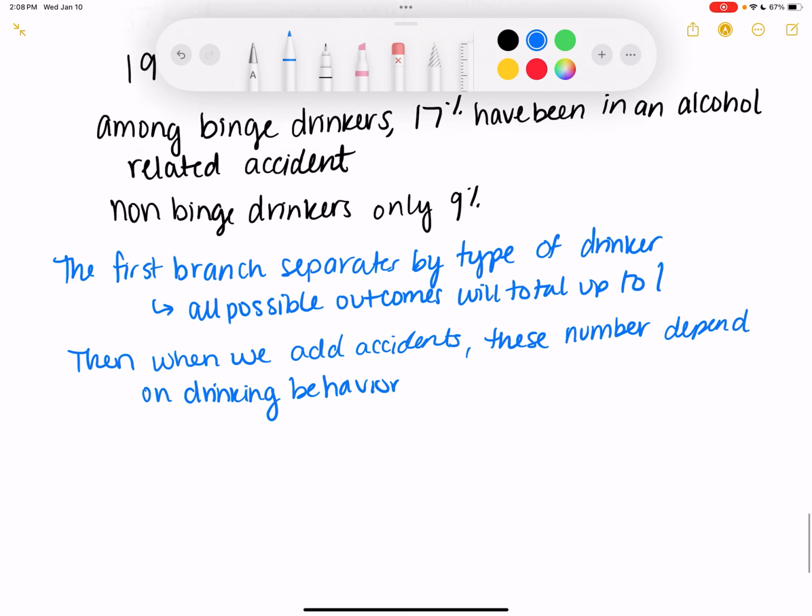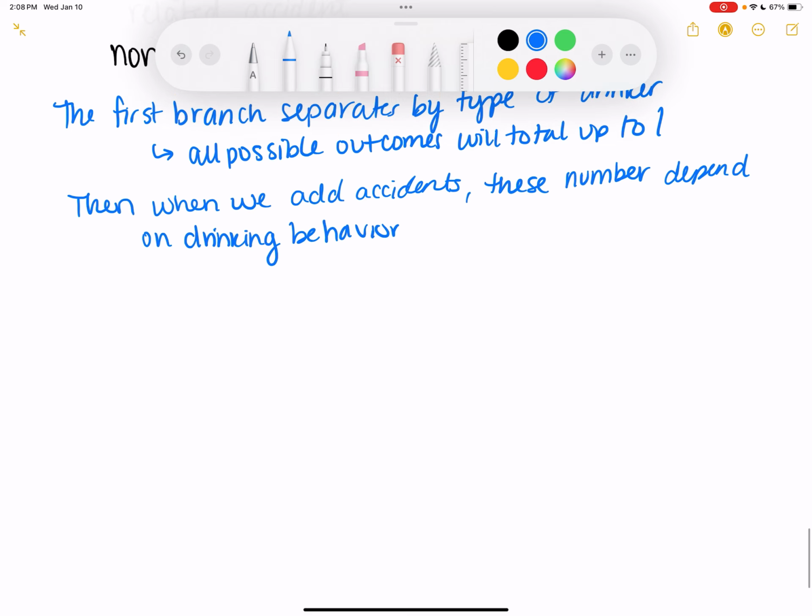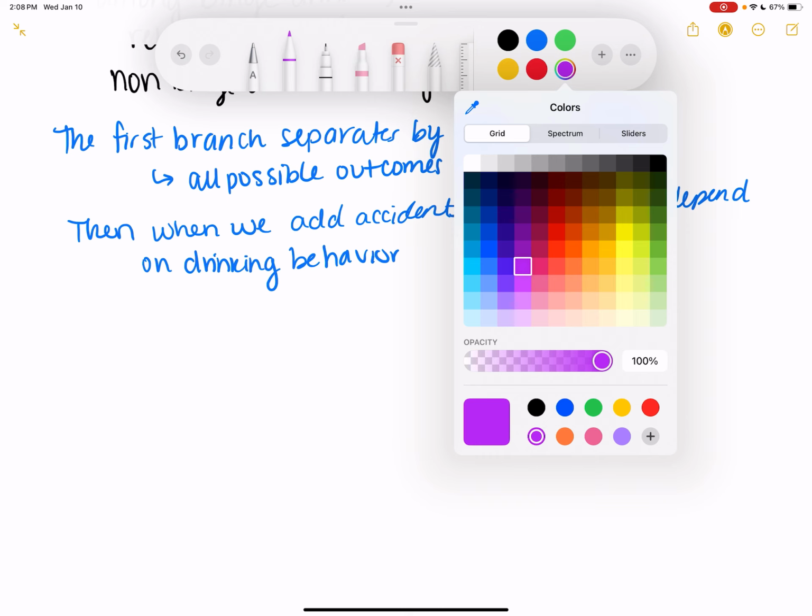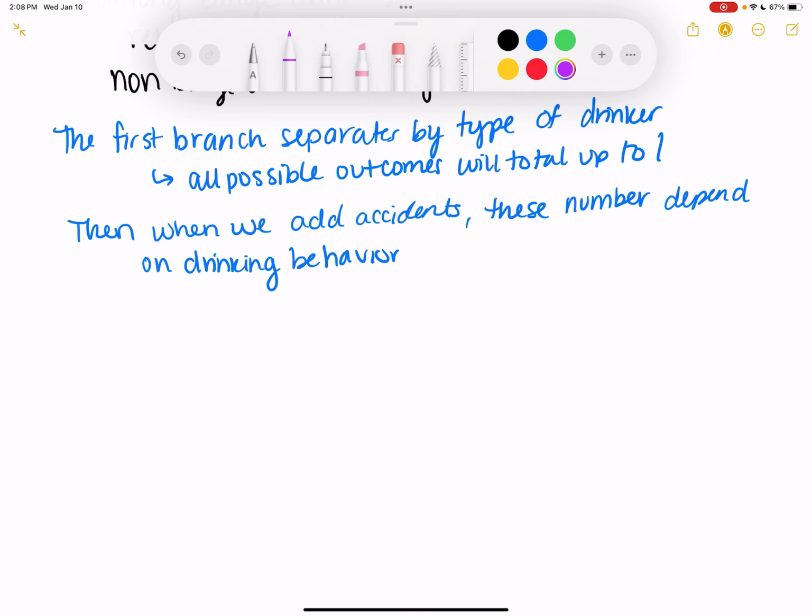Okay. So I'm going to come down here so that I can appropriately draw out my situation. That's kind of big.